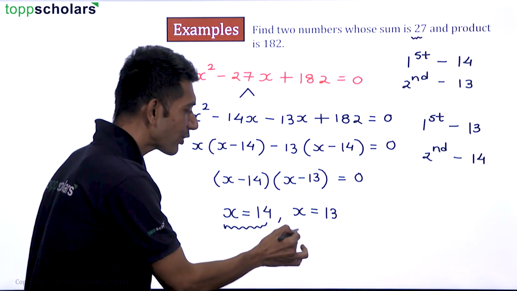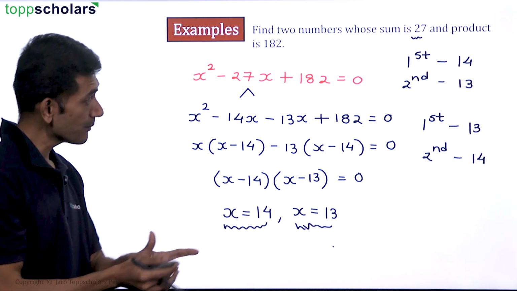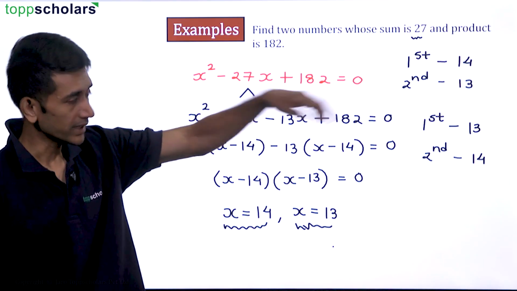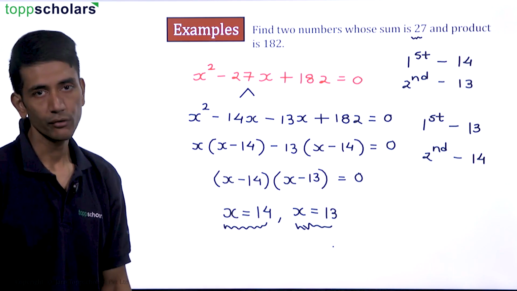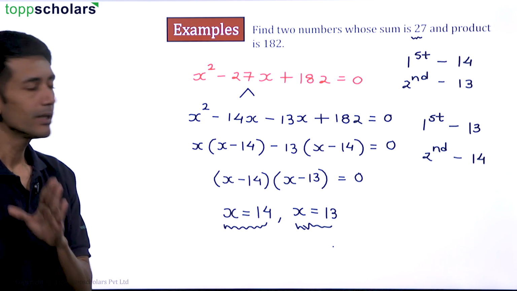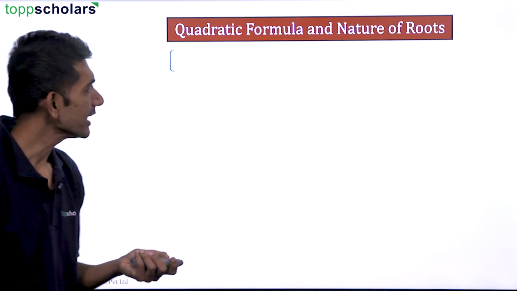But we cannot directly say here that okay, the two numbers are 13 and 14. Don't say it directly. Solve it further. If the first number is 14, the second number will be 13. If the first number is 13, the second number will be 14. Clear? Simple. Let's continue. Now let us see quadratic formula and nature of roots.